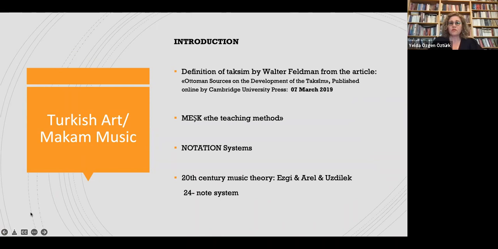First of all, before the Turkish art music introduction, I would like to start with an important scholar on Ottoman music, Walter Feldman's description of taksim. The taksim is often referred to in the musicological literature of the Middle East as an instrumental improvisation. The taksim has been known as a major musical genre during the 19th and 20th centuries in most of the countries of the Middle East, which had been incorporated within the Ottoman Empire, especially Turkey, Syria, Palestine, and Egypt.